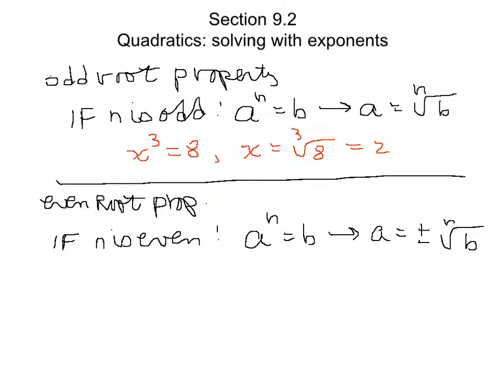And the example there is, suppose x to the fourth is equal to 81. Well, that means that x is equal to the fourth root of 81, which is plus or minus 3. All right, so it's the plus or minus that we get when n is even that we have to remember. And we'll see how that works as we continue.